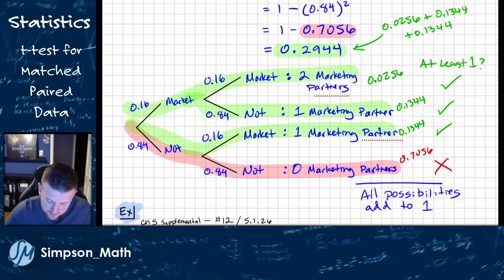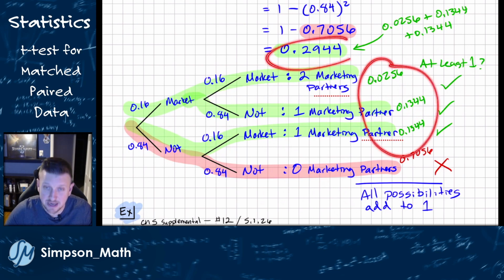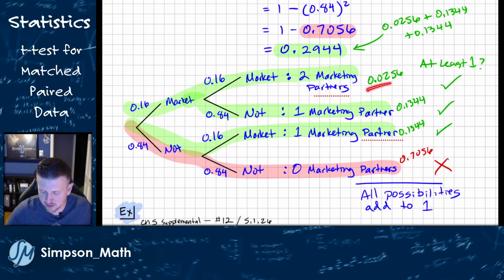So look at those probabilities. If I did 16% times 16%, I get this 0.0256. 0.16 times 0.84, I would get this 0.1344. 0.84 times 0.16, I get 0.1344. If I add these three numbers, I'm going to get my answer here. I know you haven't seen the work for it, but I do get that answer. But I don't want to do this work normally.